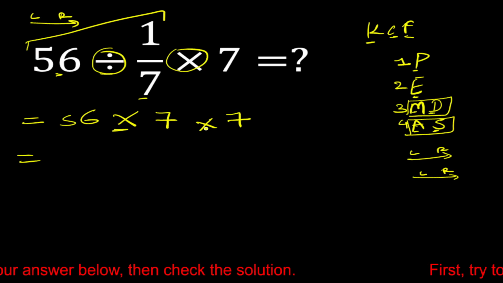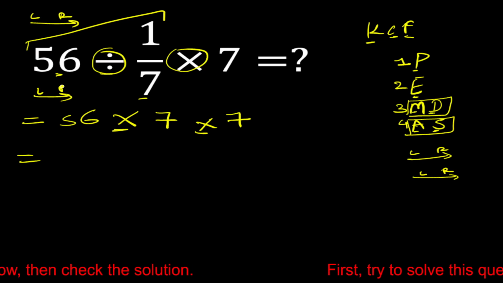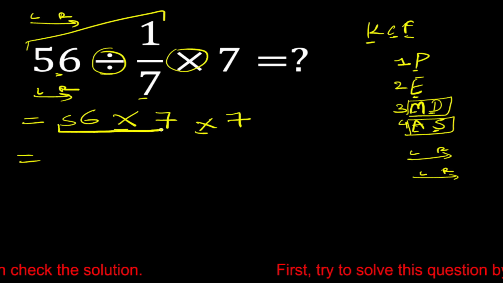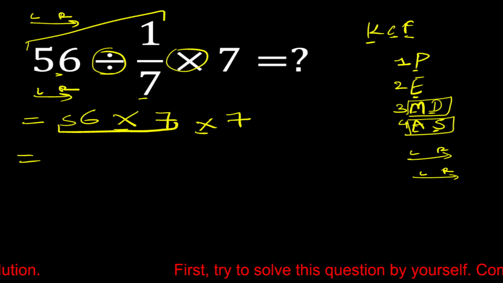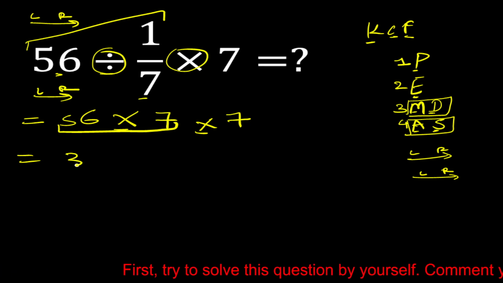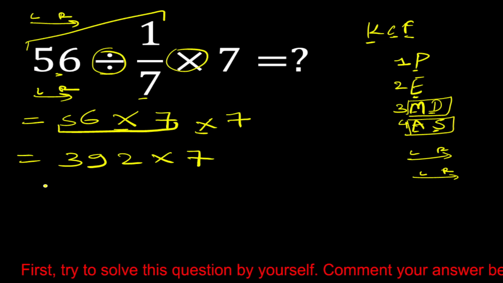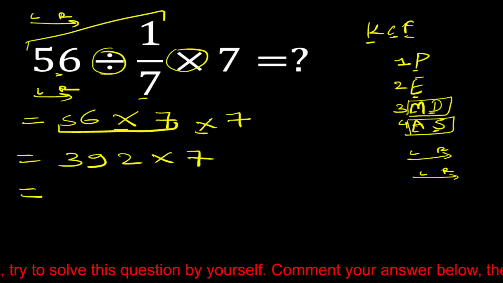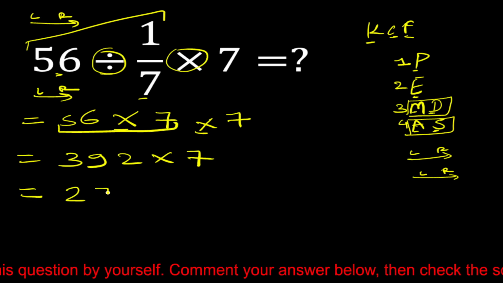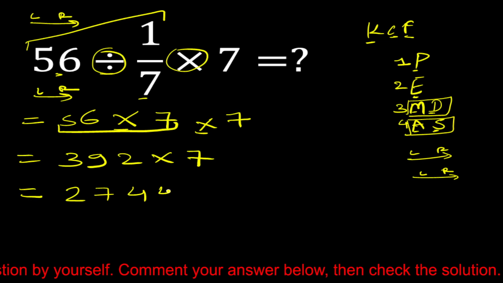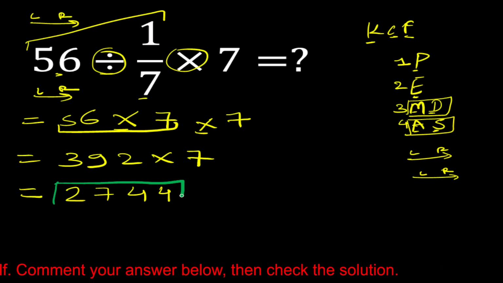Now here is one multiplication and here is another multiplication. Both have equal priority, so we have to solve it from left to right. Okay. So first we have to solve this multiplication. So 56 multiply 7 is equal to 392. Then 392 multiply 7 is equal to 2744. Okay, so the correct answer is 2744.